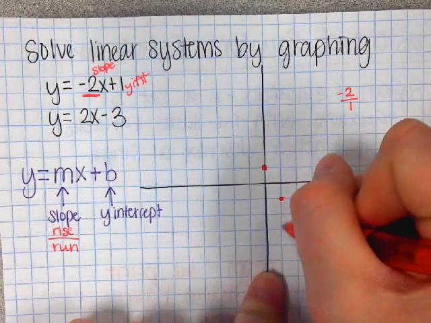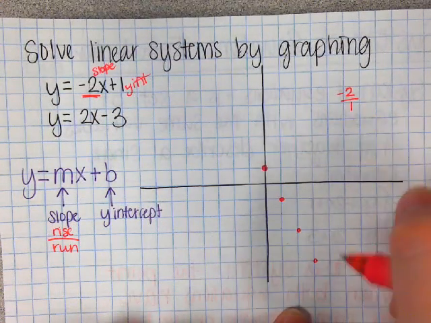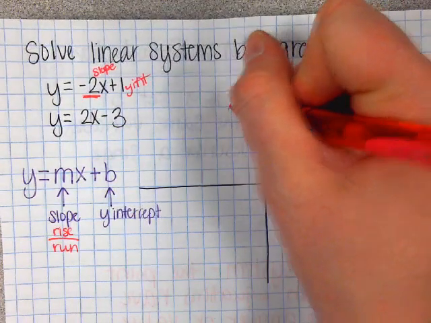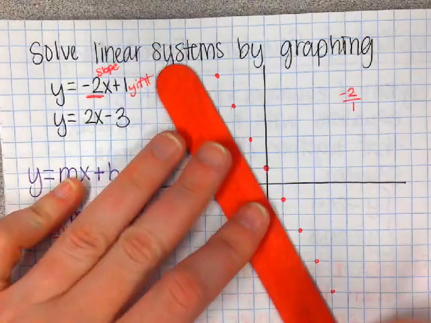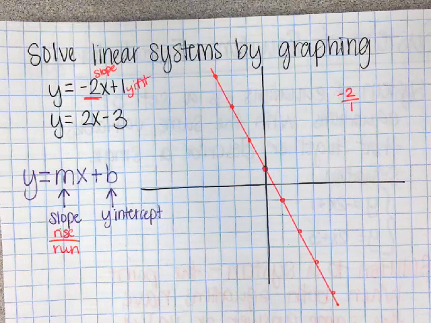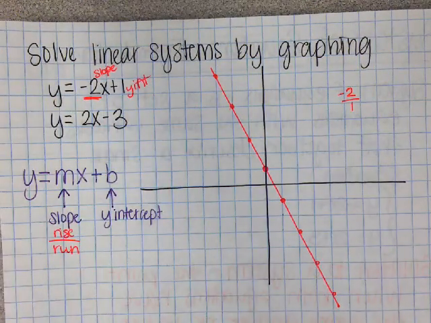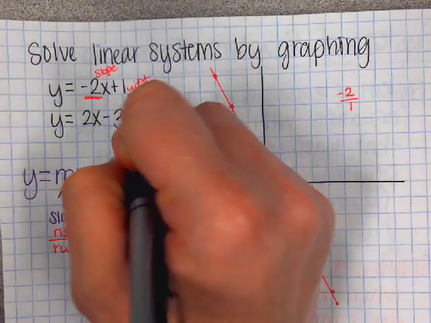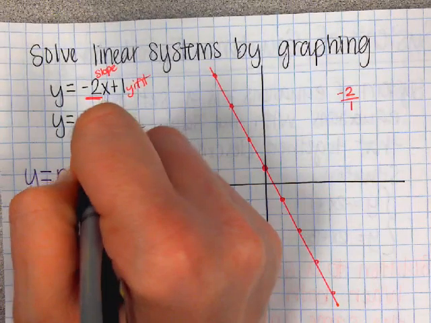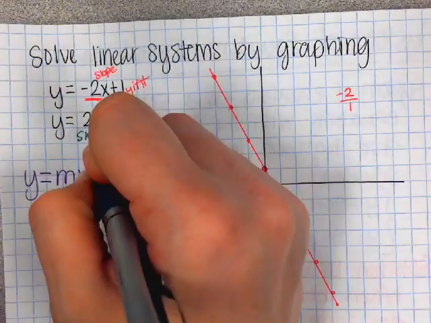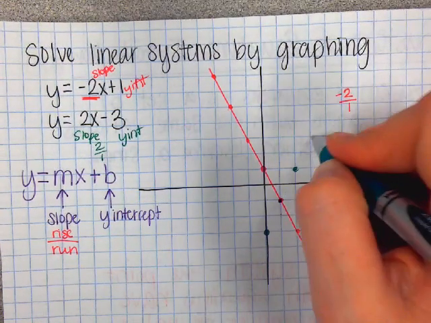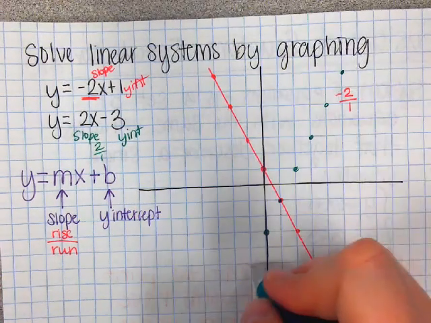So I'm going to go down 2, over 1, down 2, over 1, and so on. Then we also go up and back: up 2, back 1. So that is our line. Then we're going to do the other one. The y-intercept is -3. My slope is 2, so I need to do 2 over 1. So up 2, over 1, up 2, over 1, and so on.